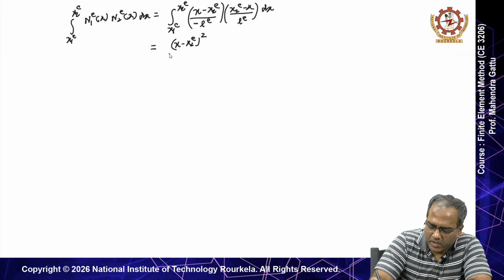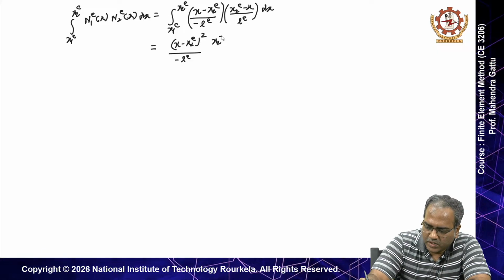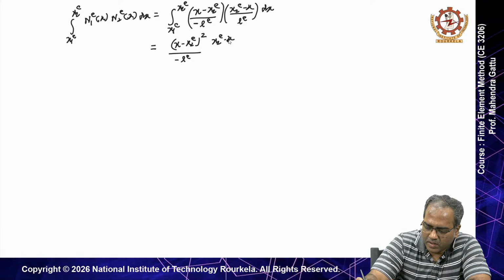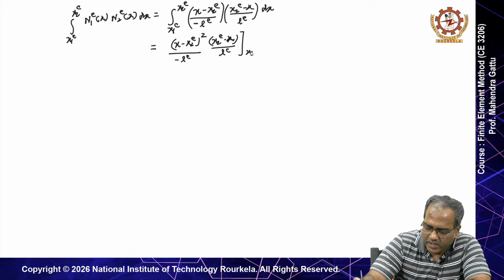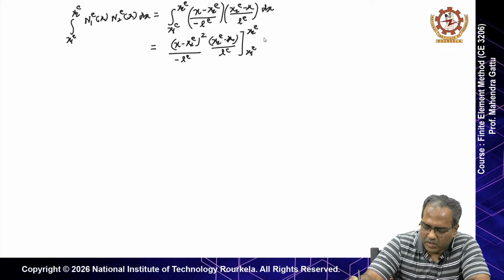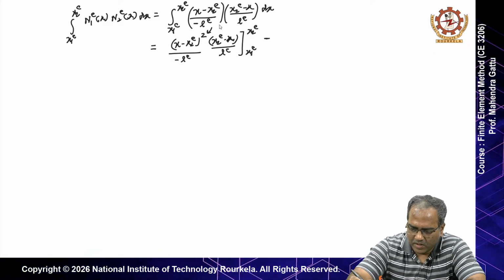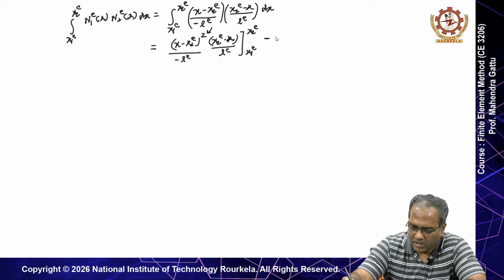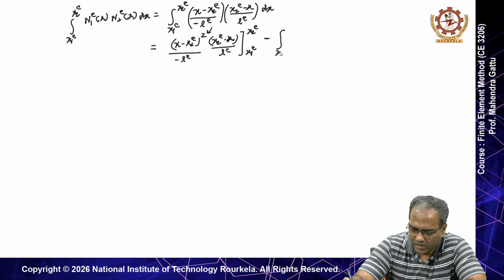(x minus x2e) whole square by minus Le times (x2e minus x) by Le, and it is evaluated at x1e and x2e. So, I am doing integration by parts. I am integrating the first term and keeping the second term constant, without changing the second term, and then I will differentiate.